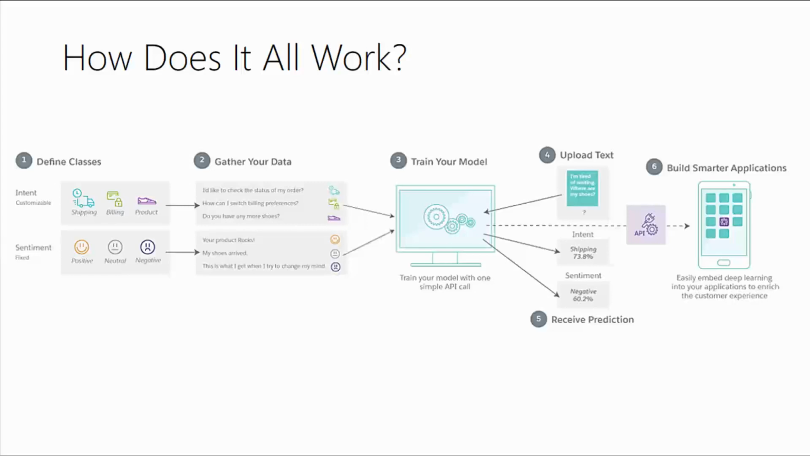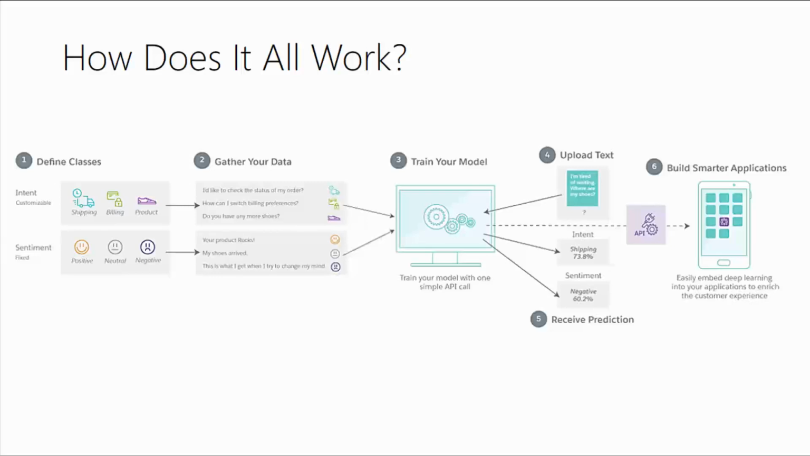For example, first we're going to define the classes. That's step one. If you're working with Einstein intent, for example, you can have shipping data, billing data, or product data. As a second step, you can gather your data and then ask questions like, I'd like to check the status of my order. How can I switch billing preferences? Do you have any more shoes? These are the questions that users would ask of your company or organization.